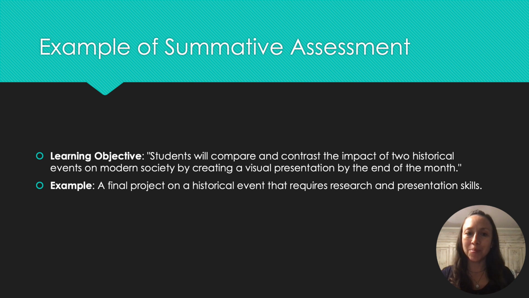Here's another example of summative assessment. The learning objective here is: students will compare and contrast the impact of two historical events on modern society by creating a visual presentation by the end of the month. An example of this is a final project on a historical event that requires research and presentation skills. Final projects allow students to demonstrate their understanding in a comprehensive manner, integrating multiple skills.